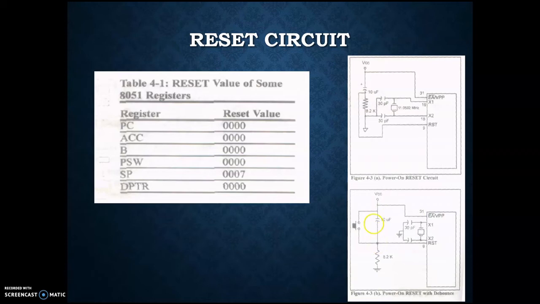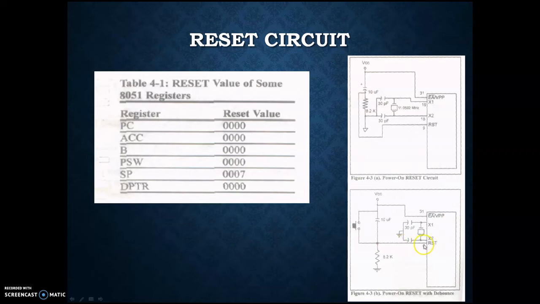Now what happens if we press this switch? The current will come this way, because this path is closed in this way. So a positive pulse will come to this pin number 9. Now a question may arise: why is this current not flowing through this 8.2 kilo ohm resistor? It is because this is shorted.